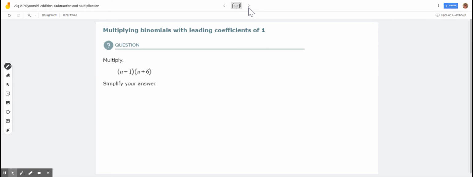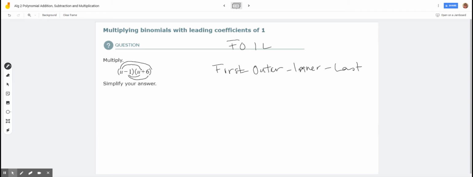Moving on. Okay, this is a reminder of FOIL. Okay, FOIL means first, outer, inner, last. Now, to be honest with you, I actually don't think of it this way, but this is where that comes from. First times first, outers times outers, so first outer, and then inners, see, inner, and then last numbers. That's where that comes from.